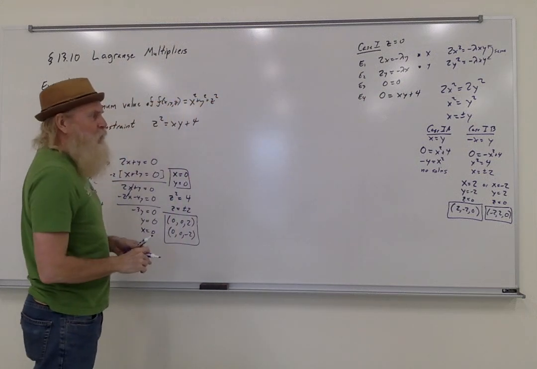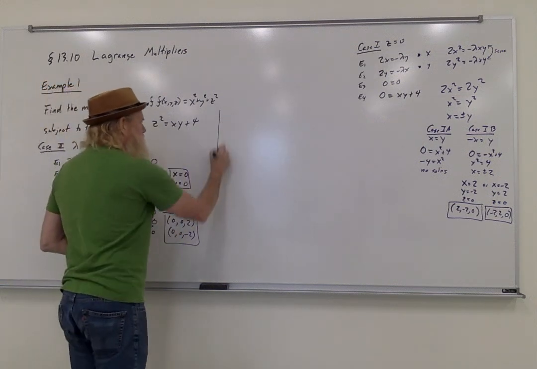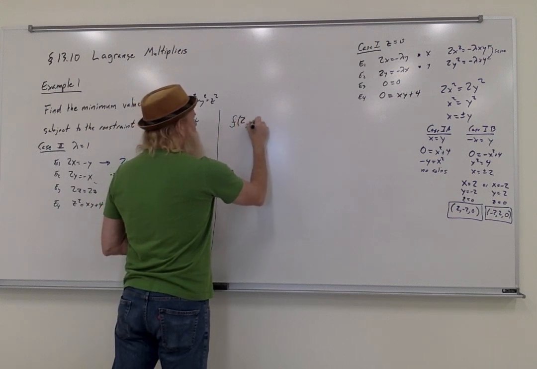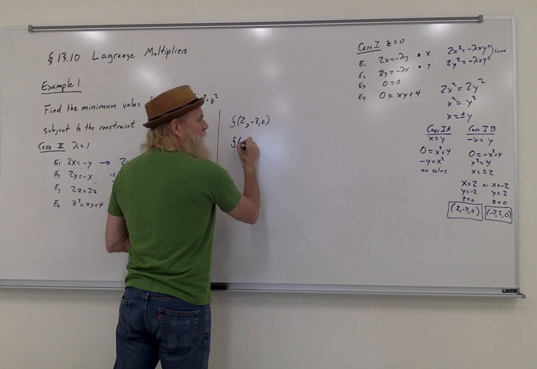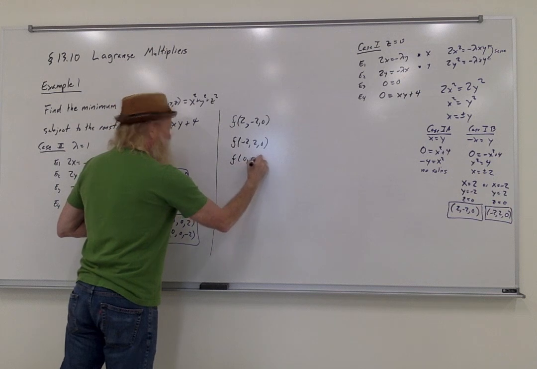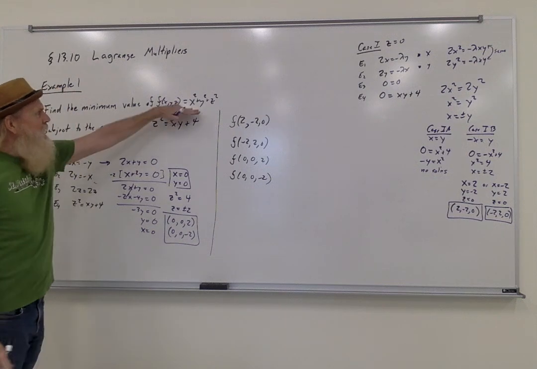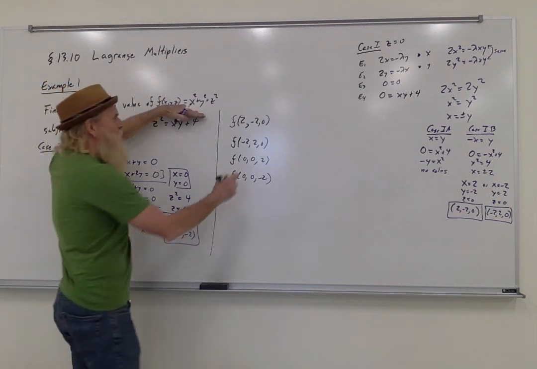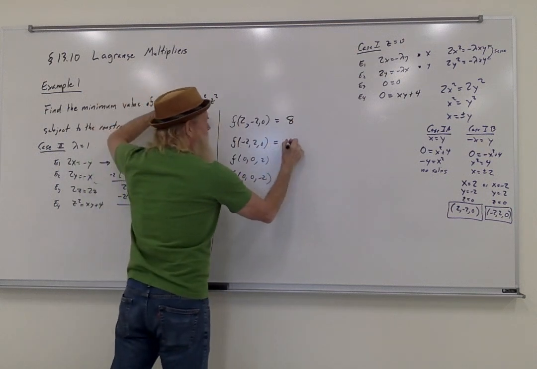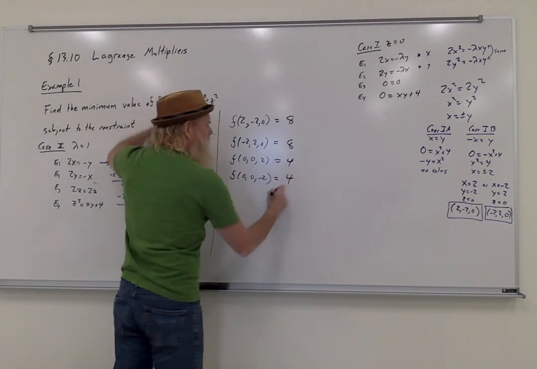So now let's plug these 4 solutions into our original function and see what produces a maximum. So let's take f of 2, negative 2, 0, f of negative 2, 2, 0, f of 0, 0, 2, and f of 0, 0, negative 2. And we're substituting into x squared plus y squared plus z squared. So in the first case, it's 4 plus 4 is 8. In the second, 8 again. In the third case, I only get 4, and in the fourth one, 4 again.